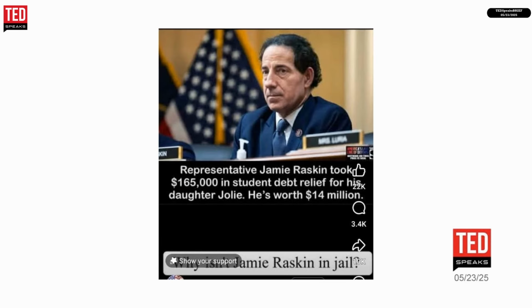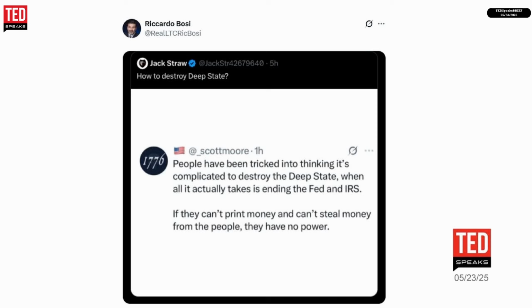Representative Jamie Raskin took $165,000 in student debt relief for his daughter, Jolie. He's worth $14 million, worth a lot more than that. People have been tricked into thinking it's complicated to destroy the deep state when all it actually takes is ending the Fed and the IRS.